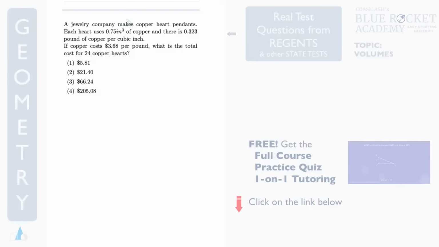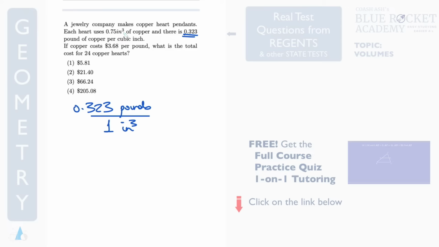Okay, so in this fairly wordy volumes problem, let's see how we can solve this. The most important thing is you've got some heart pendants that are being created and a lot of information is given. Let's start with this one. What they're saying is there's 0.323 pounds per cubic inch, so I'll write down pounds per 1 inch cubed. Per, of course, means divided by 1, right?